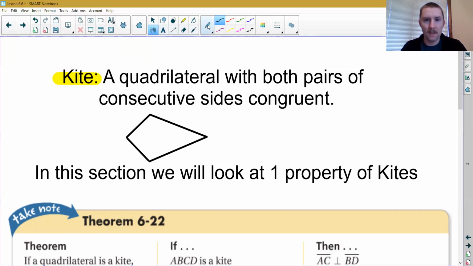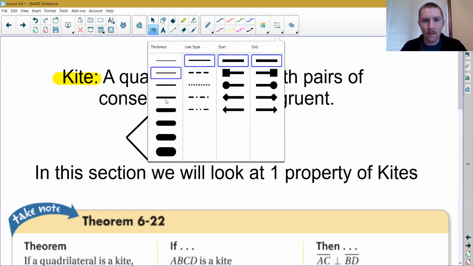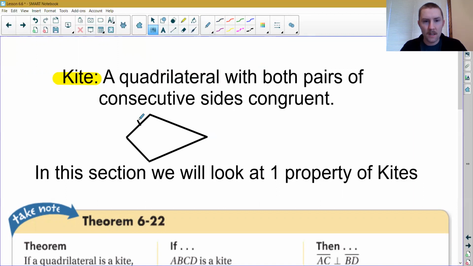So that's a kite, where this side is the same length as this side, and this side here is the same length as this side here. All right, so two pairs of sides that are congruent, but those sides are consecutive. They share a vertex or a corner, okay? They're not opposite across the shape from each other. They're actually right next to each other, all right? So I have two congruent sides here and two congruent sides here.